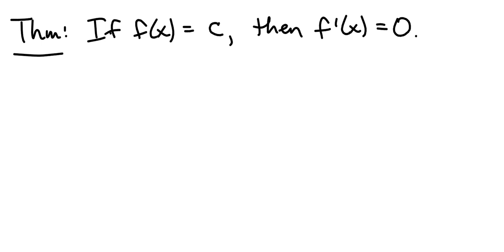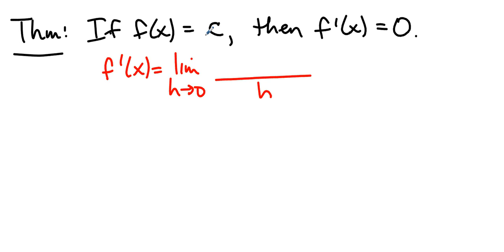And this is not too difficult to see. F prime of x is the limit as h approaches 0 of, well, we take this function at x plus h, but it's always c. Then we take this function at x, but it's always c. And by golly, that's 0. So the derivative of a constant is always 0.